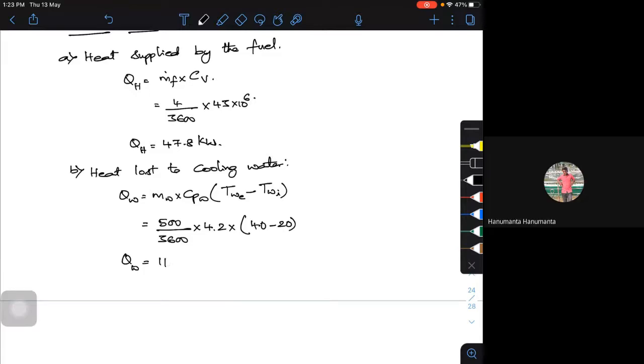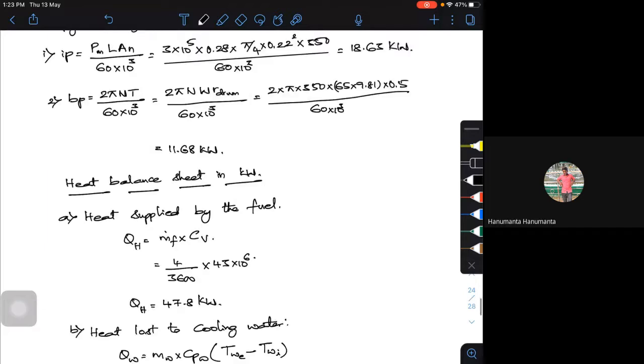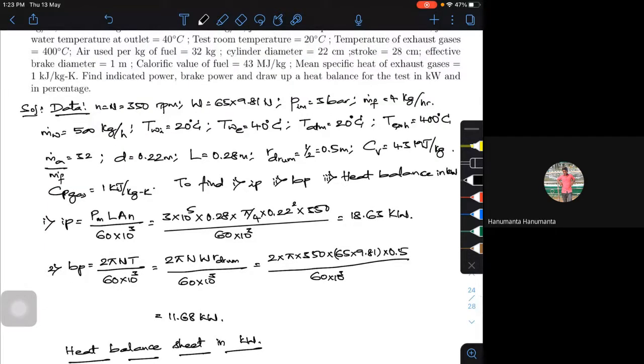Sir, it's 400, sir. No, not 400. Look at the water temperature. It is 40. I have to look at the exit temperature of the water, so this is the water temperature. What you are telling, 400, is for exhaust gas, which I am going to do next.